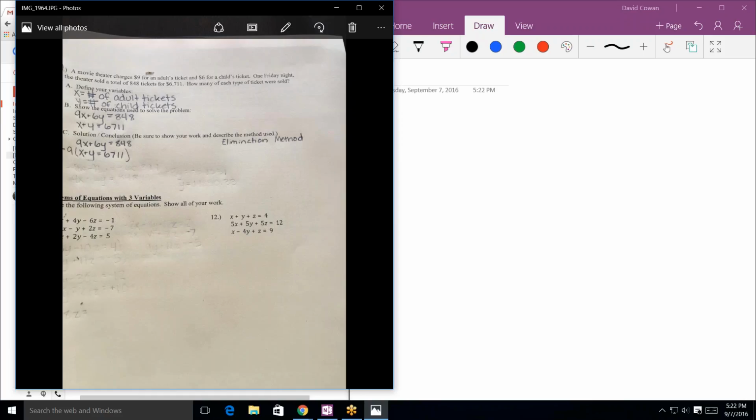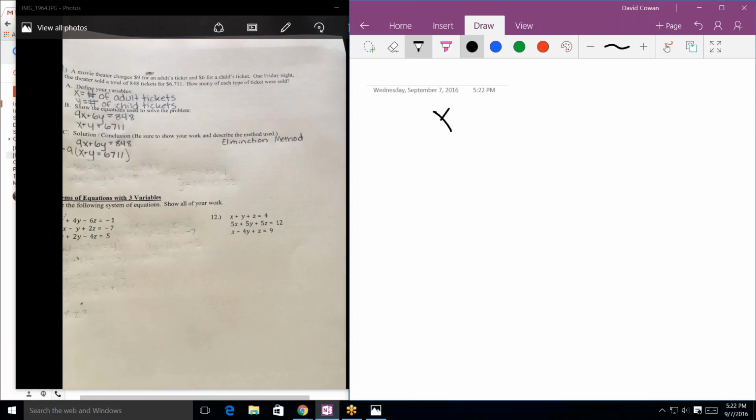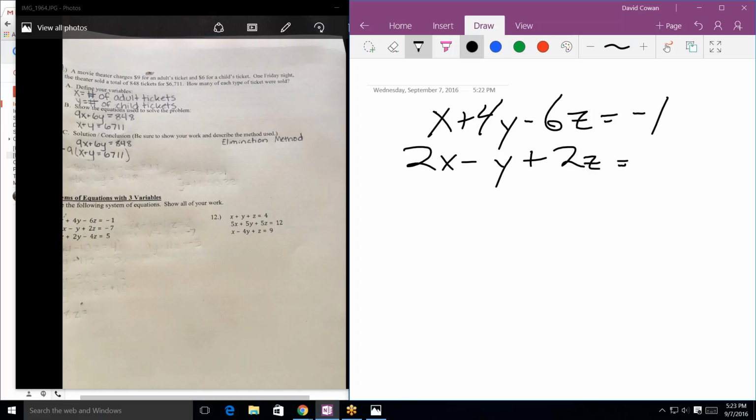So it's x plus 4y minus 6z is equal to -1. The second equation would be 2x minus y plus 2z equals -7. And the third equation would be negative x plus 2y.